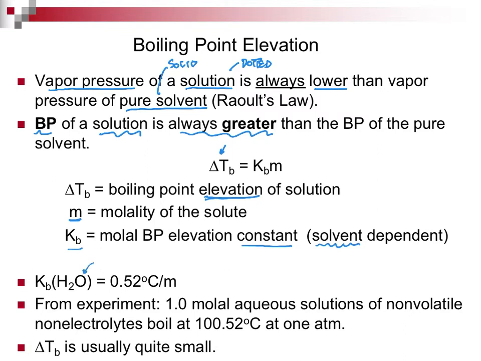People found from experiment that for water, it was 0.52 degrees centigrade per molal. Where did it come from? Well, they took a 1 molal aqueous solution of a non-volatile, non-electrolyte, and they saw that it boiled at 0.52 degrees centigrade. So the delta TB was equal to 0.52 degrees, and that's where they came up with the molal constant. You do not have to memorize it. It is provided. Okay, I have to say that right.